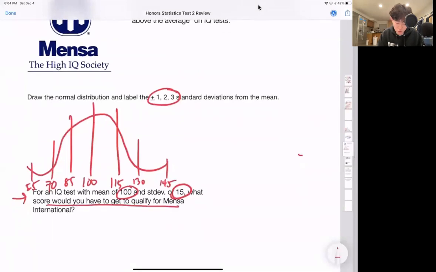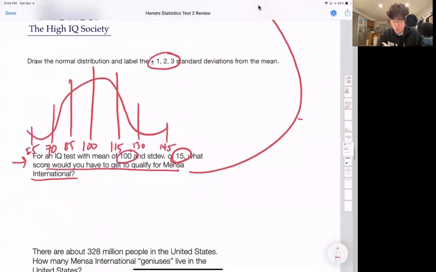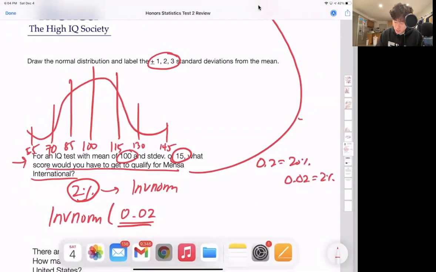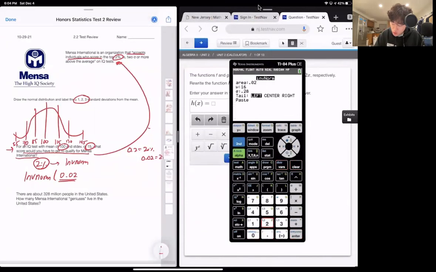So what score would you have to get to qualify for Mensa International? That description is way up at the top. In order to get accepted into the Mensa program, you've got to be in the top 2% in terms of the IQ score. So in order to be in the top 2%, which means it gives me the percent, anytime it gives me the percent, I'm going to use inverse norm for that. So go to your calculator, use inverse norm with the area of 2%. Please type in 0.02. The 2% is not 0.2. 0.2 is 20%. Therefore, 0.02 should be 2%. So I'm going to bring out my calculator on the side, use inverse norm, 0.02 with the mean of 100 and a standard deviation of 15.